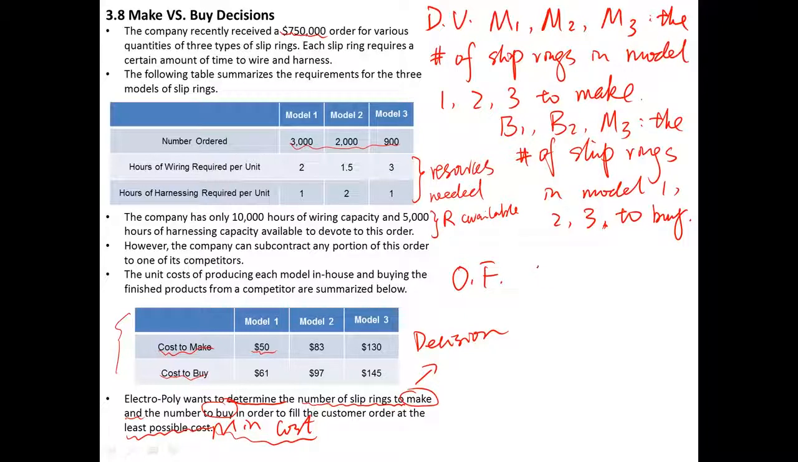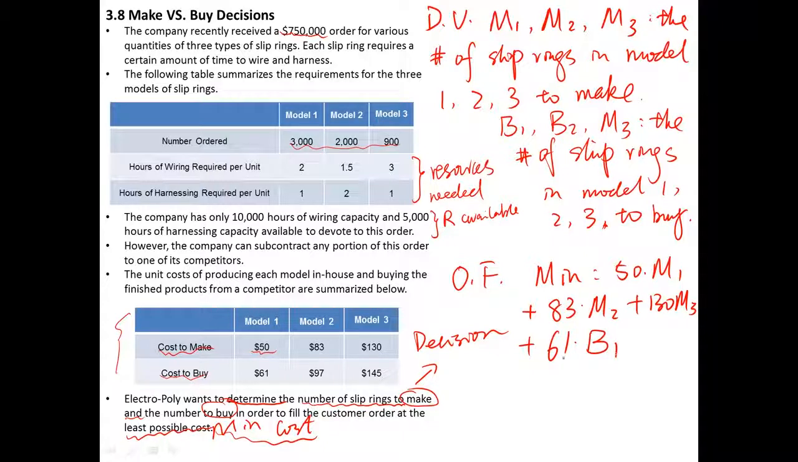So here, we want to minimize 50 times M1. That is the total cost of making model 1 plus 83 times M2 plus 130 times M3 plus 61 times B1. That's the number to buy. Okay, plus 97 B2 plus 145 B3. So these are the total cost to make versus to buy.